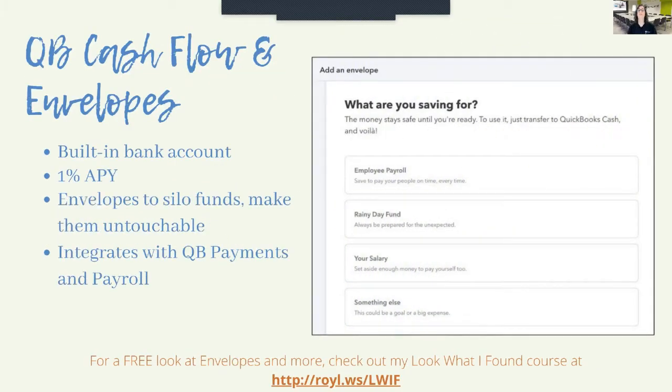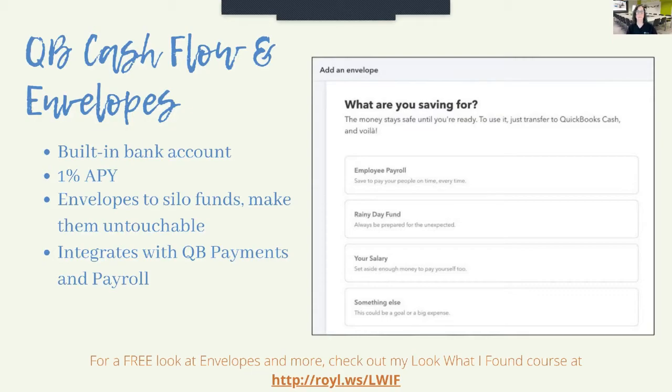Another feature, which is brand new, and they're still rolling it out and figuring out the right way to introduce it, but I'm a fan, is QuickBooks Cash Flow and Envelopes. This is a tool that's available to the business owner users of your QuickBooks file. It's a separate bank account. You're actually starting a bank account with Green Dot, so it's kind of financial tech as opposed to the traditional bank method.